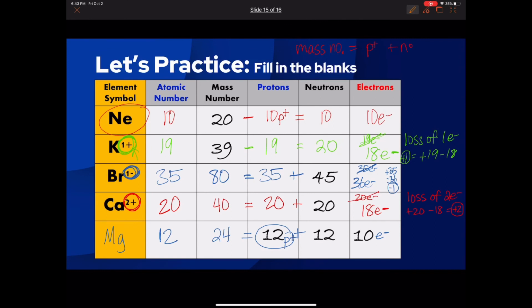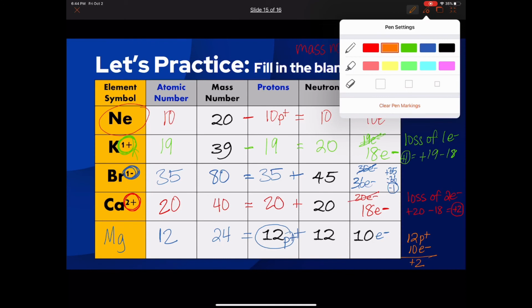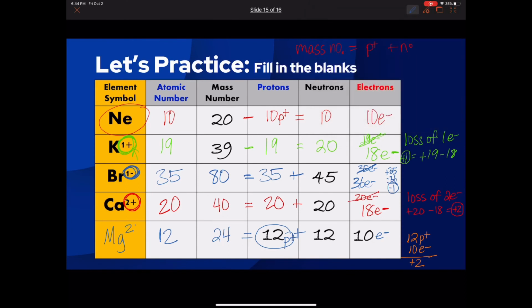Let's see what the charge is going to be on this ion. 12 protons, 12 positives, 10 electrons, 10 negatives. Positive 12 minus 10. That's going to give us a positive 2 charge. So that's what we'll assign to the magnesium ion. And that's it for ions.